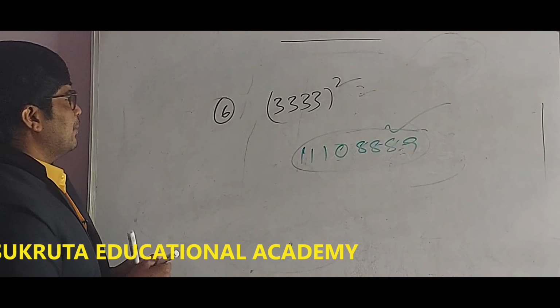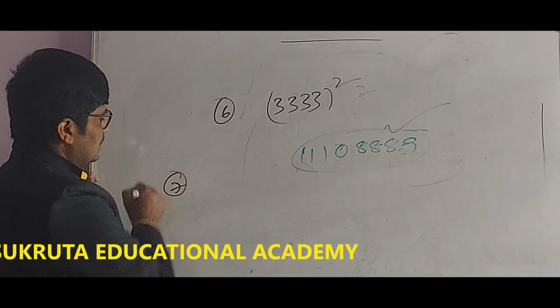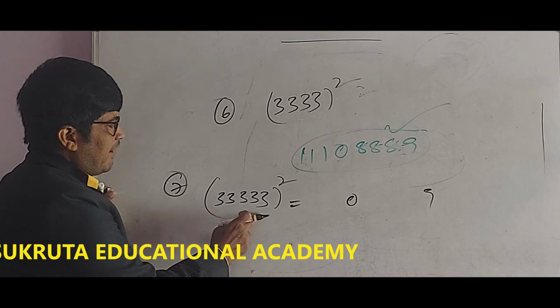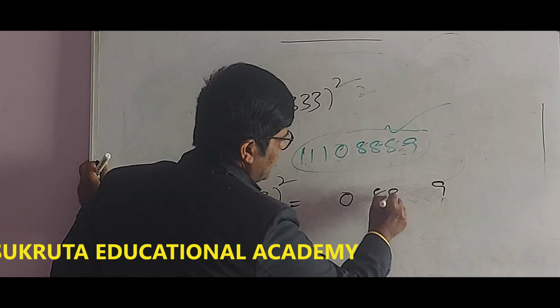Let us see one more example. This time I am taking a 5 digit number, 33,333 whole squared. The same condition will be applicable. 3 squared means 9. We have already learned the concept, so simply write 0 and 9 here, and observe there are 5 digits. So those are 4 eights, and here 4 ones are greater. So this is our answer.